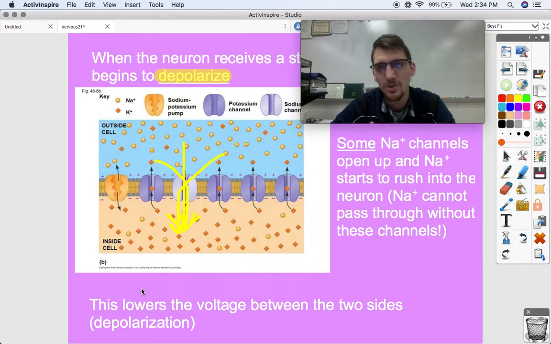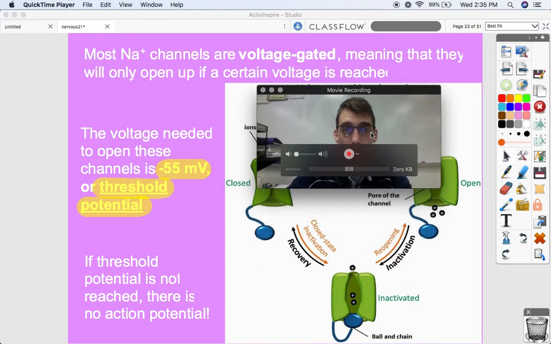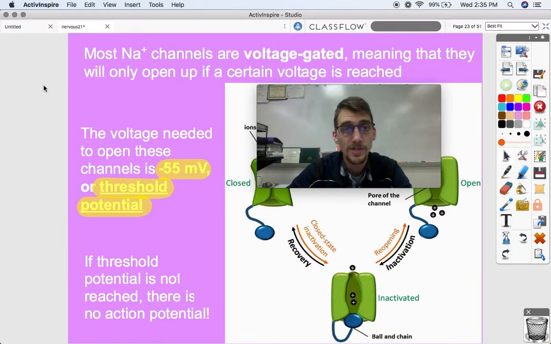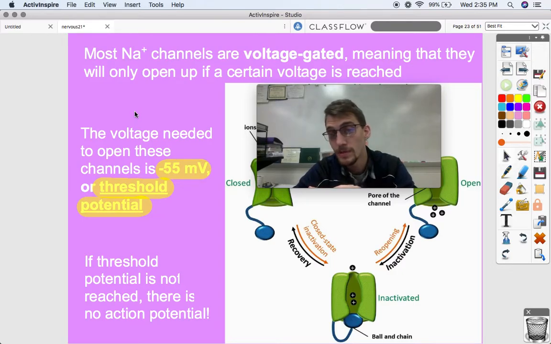All right, so if you're decreasing the voltage, decreasing the difference, that's called depolarization. Okay, so how does that even begin? Well, the sodium channels, many sodium channels are what we call voltage gated. Imagine a sodium channel like a door. Once you open the door, all the sodium can rush into whatever room the door goes to.